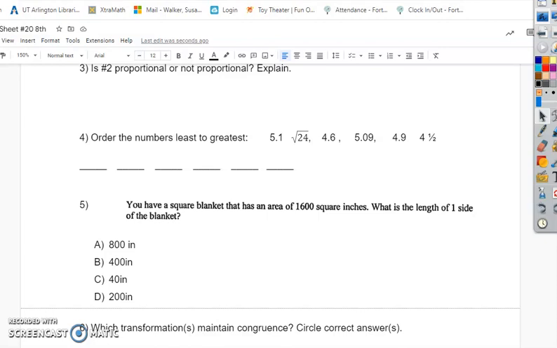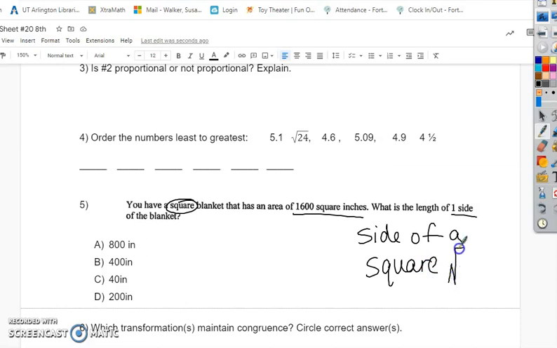Number 5 says you have a square blanket that has an area of 1,600 square inches. So we have a square blanket, and that's the area. What is the length of one side? So I need the side of a square. Guys, side of a square is the square root symbol, or we use that radical on our calculator.